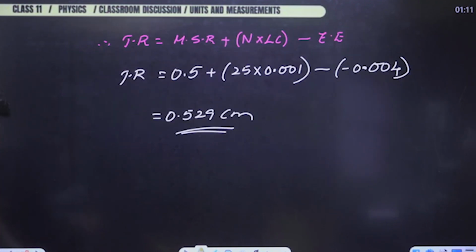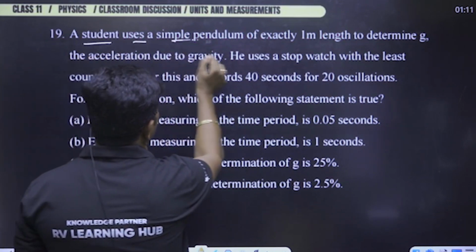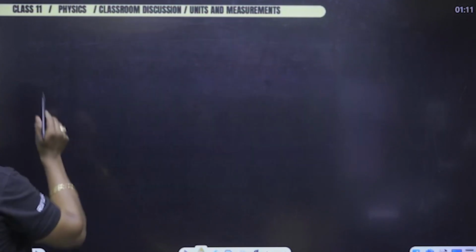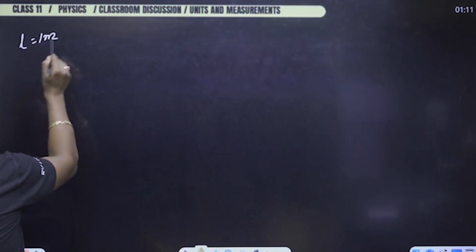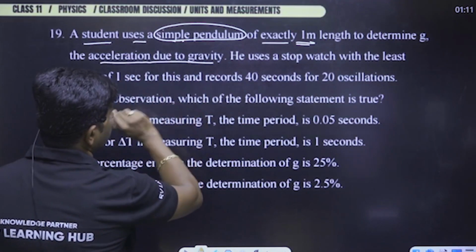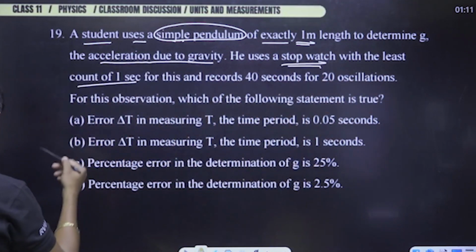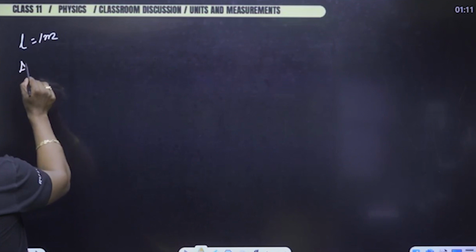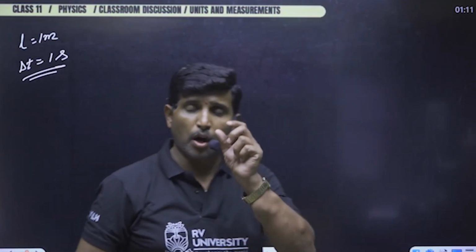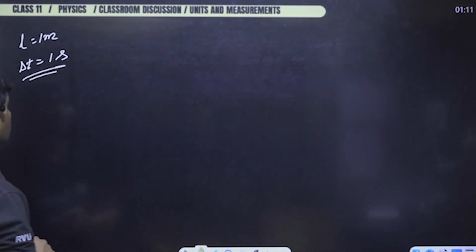Now similarly, let us move on to the next question. What they are saying to us. A student uses a simple pendulum of exactly 1 meter length. Length of the simple pendulum is 1 meter. To determine g, that is acceleration due to gravity, he uses a stopwatch with the least count of 1 second. Least count, that is the error, is 1 second. Least count indicates the smallest measurement, that is we can take it as an error.